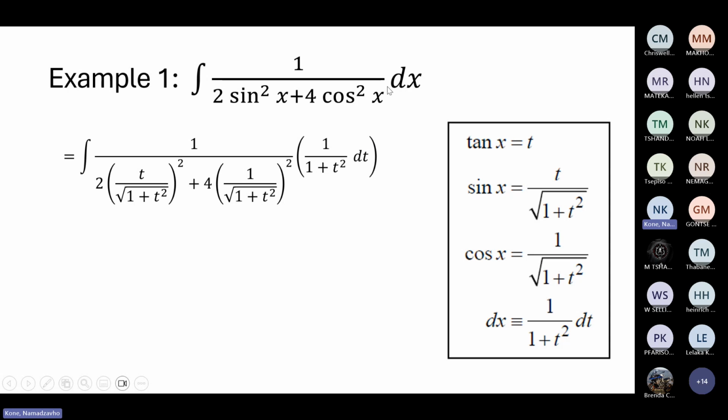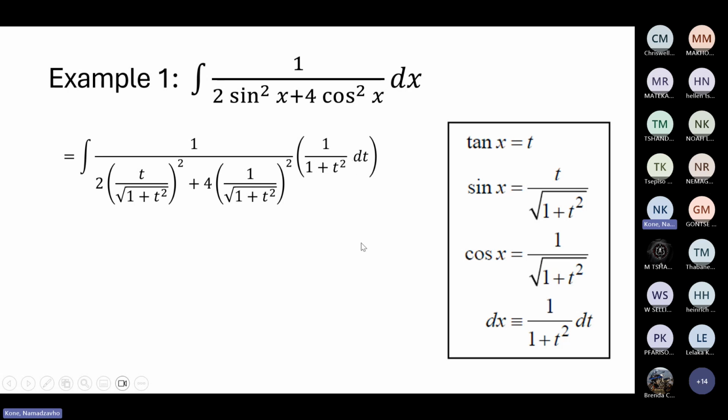And your cos x, you replace it by its equivalent quantity, which is inside that bracket, but it is squared. Now, the dx on the bottom here, you find that your dx is replaced by 1 over 1 plus t squared dt. This is in place of dx. There it is inside that bracket.